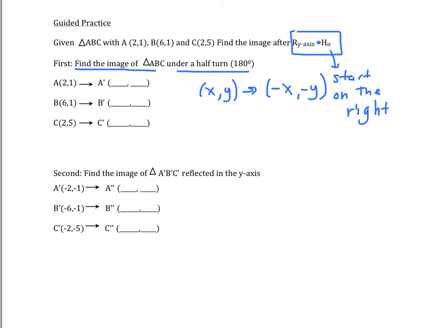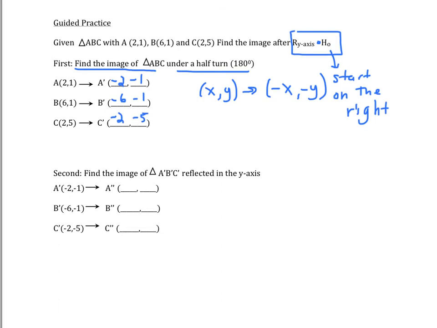So our first point at A, whose coordinates are 2, 1, will become A prime at negative 2, negative 1. Point B at 6, 1 becomes B prime at negative 6, negative 1. And C at 2, 5 becomes C prime at negative 2, negative 5.